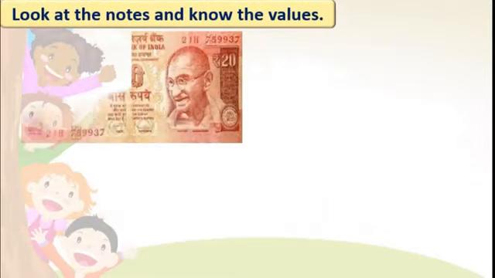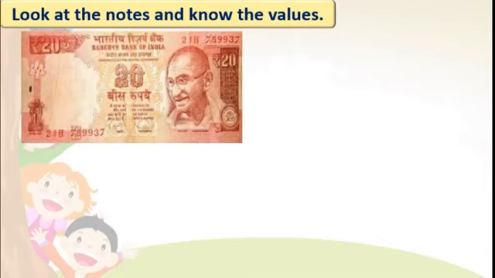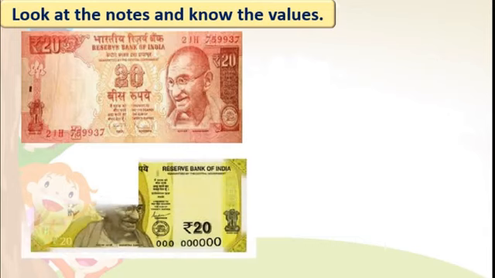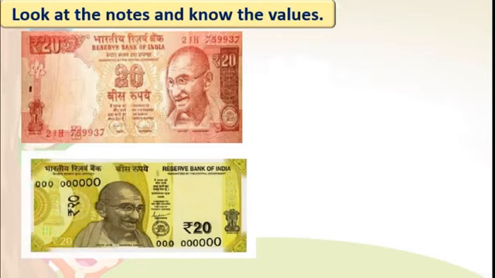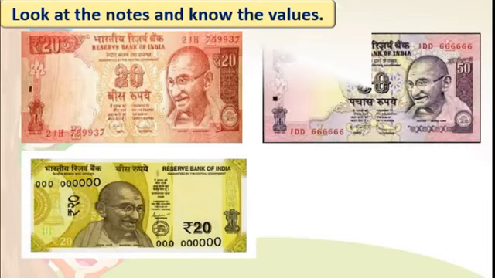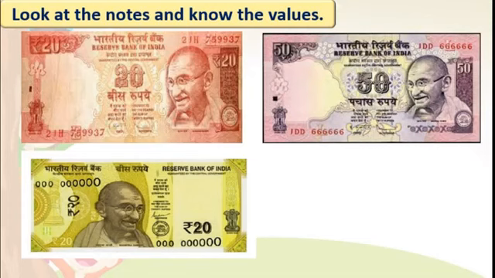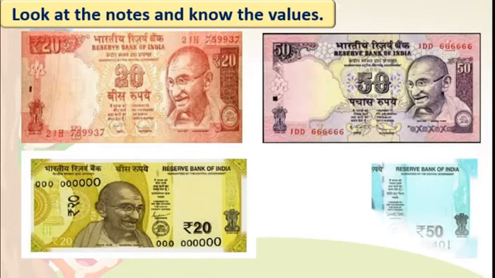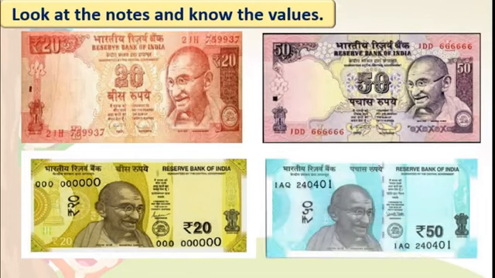Some more notes are there. See, this is the 20 rupees note. Means the value of this note is 20 rupees. This one is a new note of rupees 20. This is 50 rupees note. And this is also a new note for rupees 50. Right?